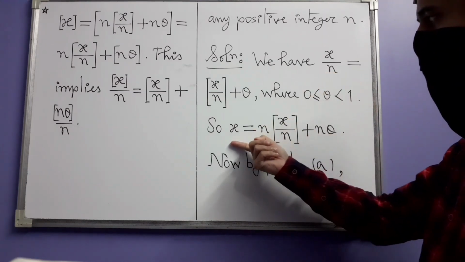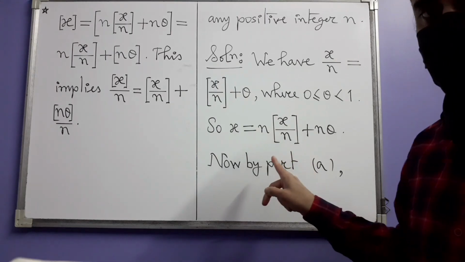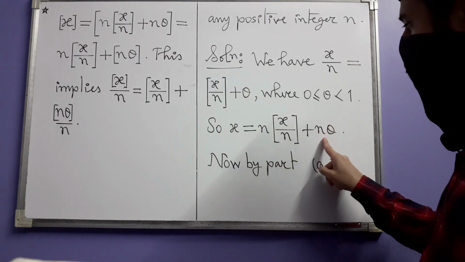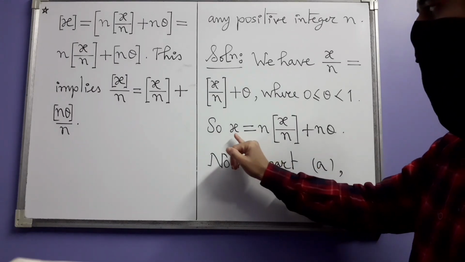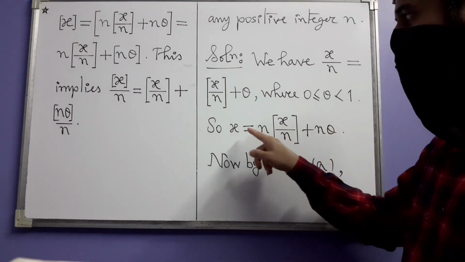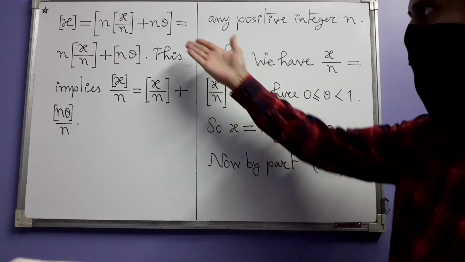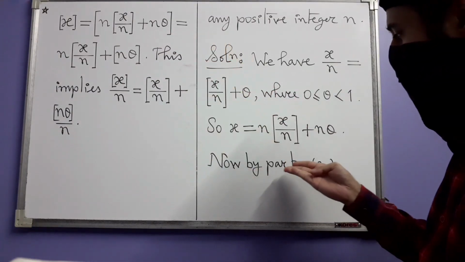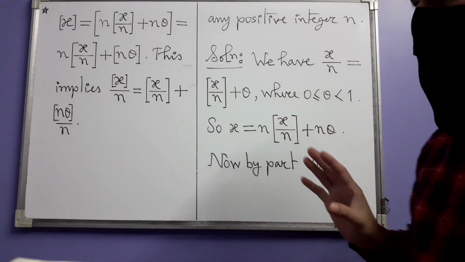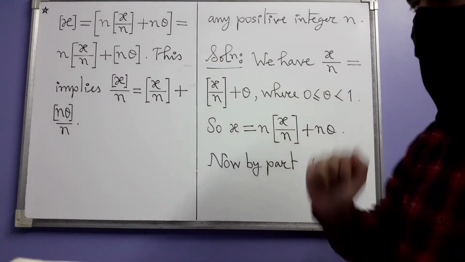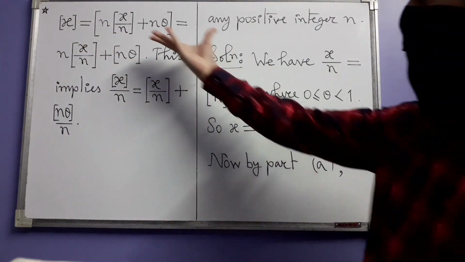Then we multiply both sides of this equation by n, obtaining this other equation. The left hand side becomes x and the right hand side is n times this greatest integer value of x divided by n, plus n theta. Now with this information we consider the greatest integer value of x, and to carry out the calculation we are going to use part A. We will see what part A states and what role it plays here.